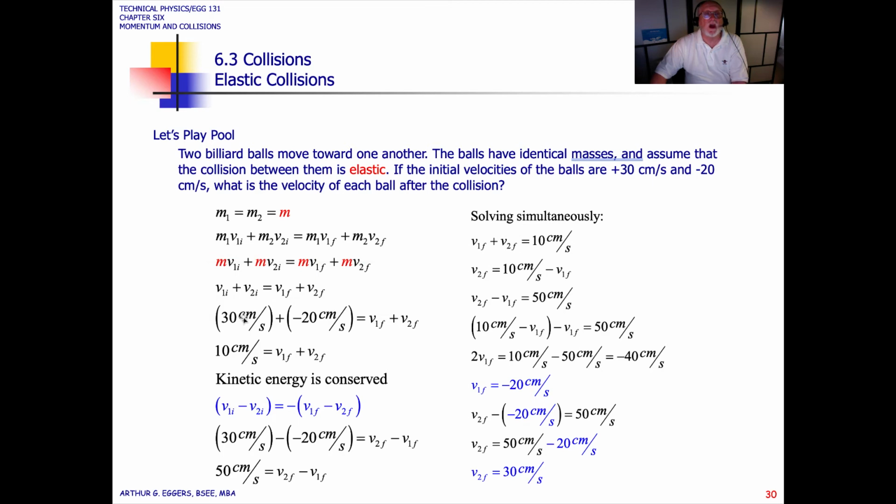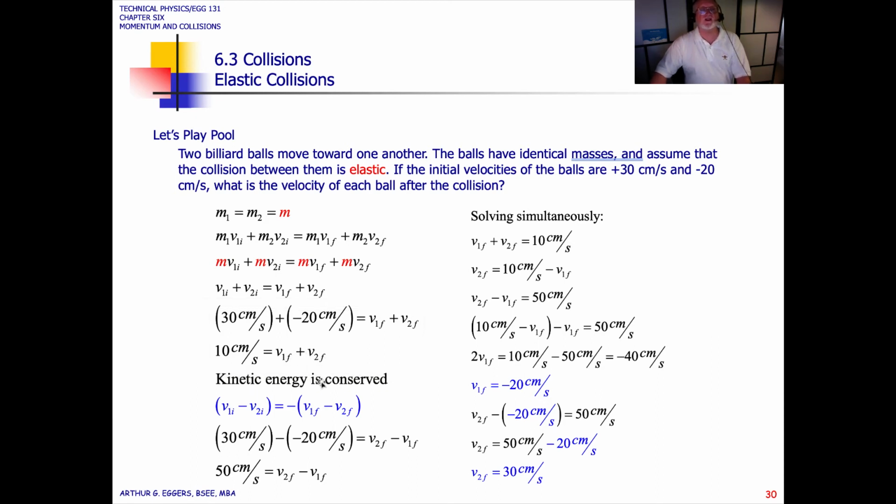So we know what happens before. We were given the values of the velocities before. We want to find the velocities afterwards. So when we plug in our numbers, we end up with 10 centimeters per second is equal to velocity 1 final plus velocity 2 final.